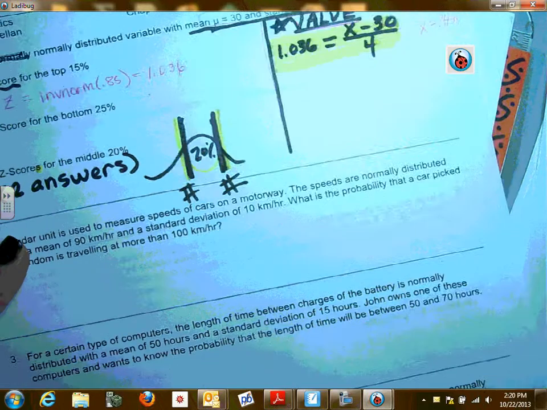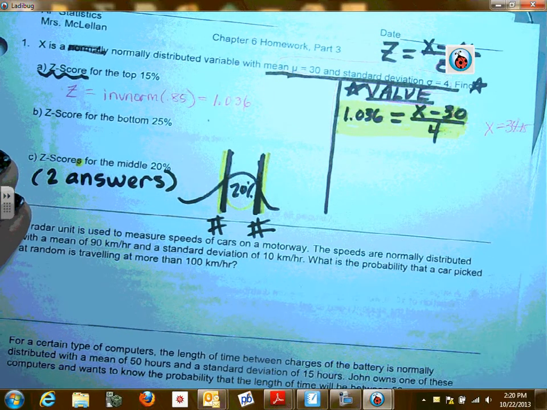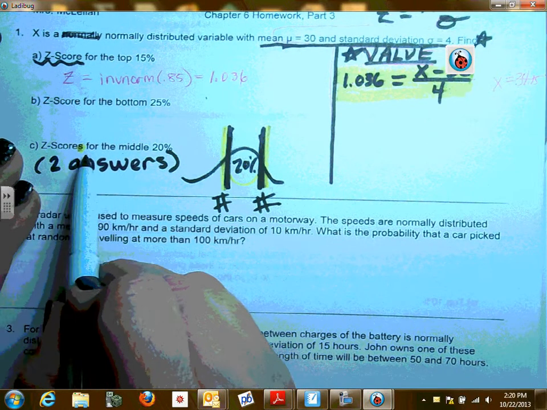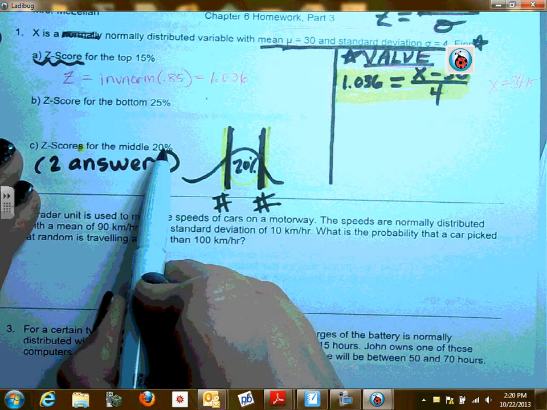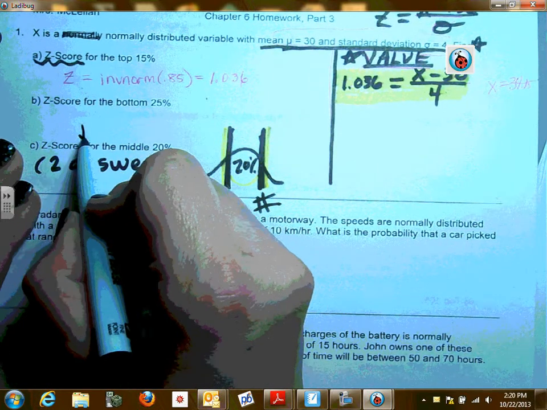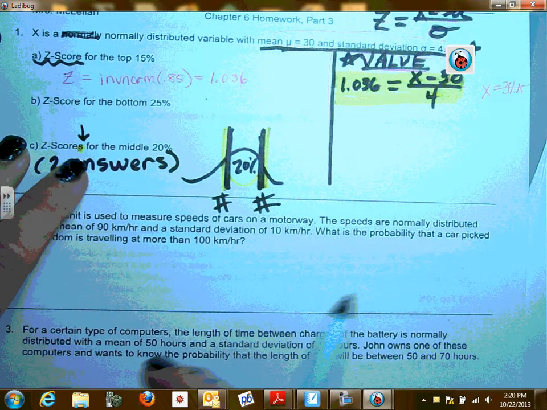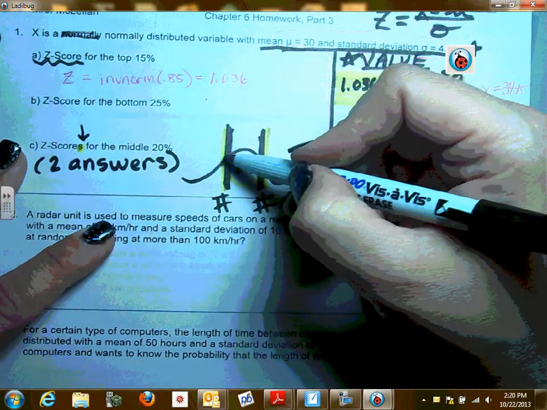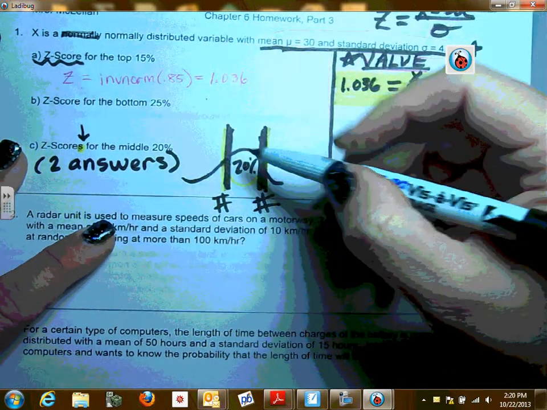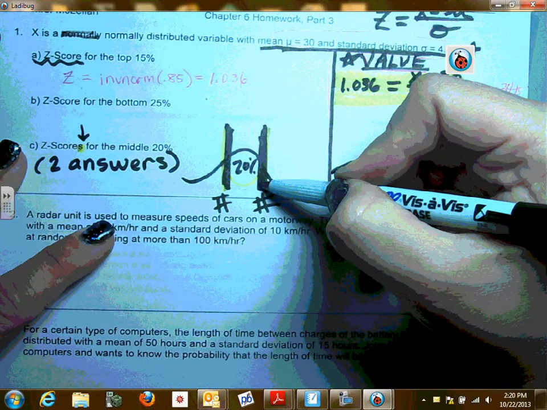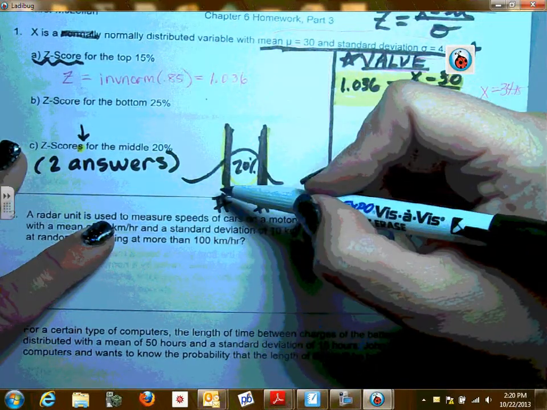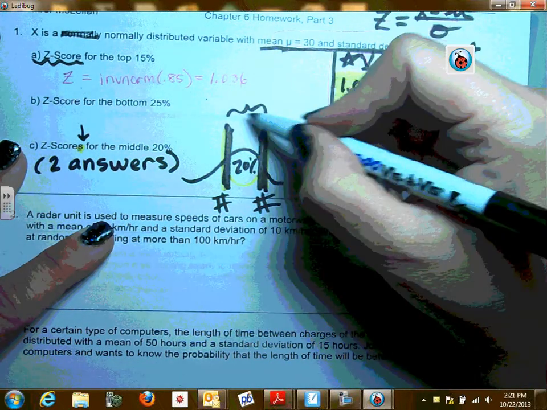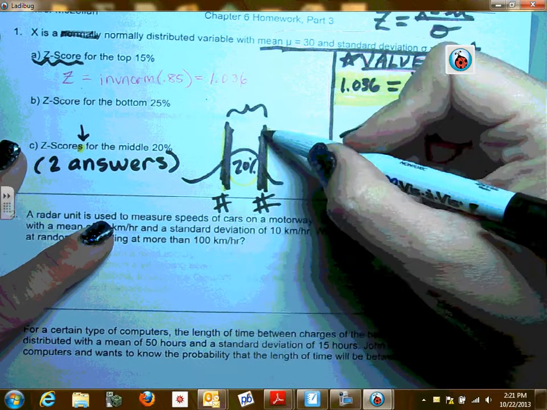All right, so that instruction's messed up on that. Additionally, on question C, notice that it says the z-scores for the middle 20%. You are going to be getting its z-scores. It wants the value for this location and the value for this location. You are getting 2 values. So you have 2 separate answers. I'm not asking for this distance here. I'm asking for 2 values.